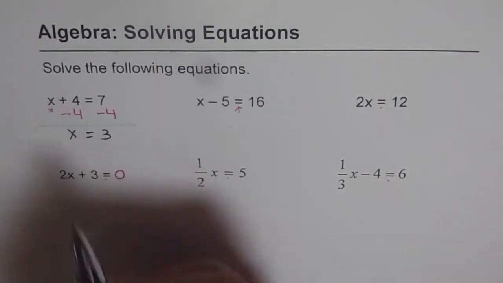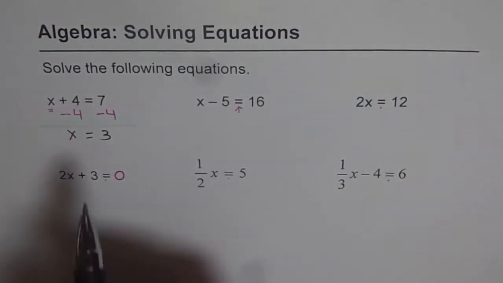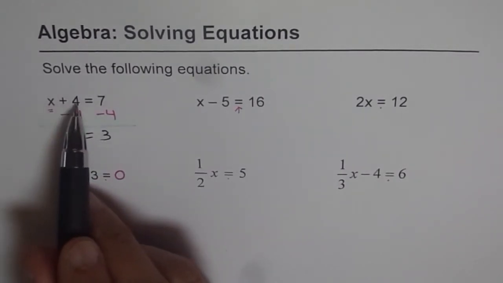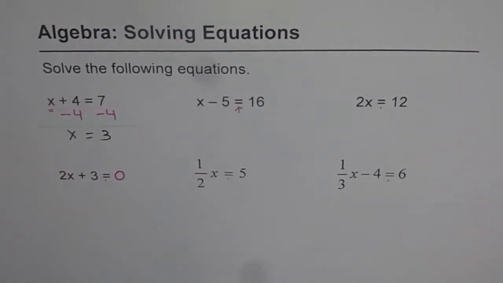The answer which you expected. Is it the right answer? We can check it. If I write 3 for x, 3 plus 4 is 7. It is correct. Do you see that? It works. Now again, let's do the second question.